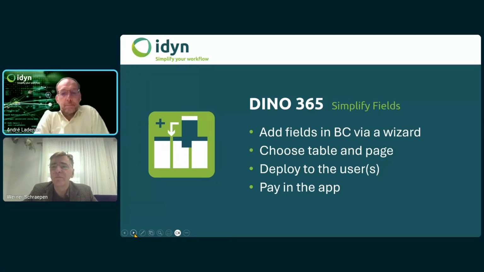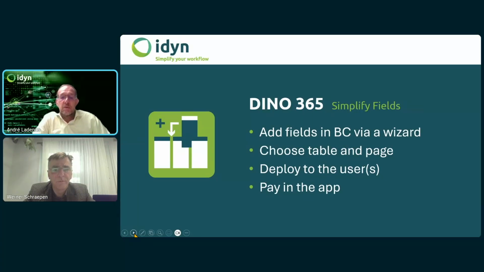Good morning, everybody. DINO 365 is a small app that we have on AppSource that you can use to simplify the creation of extensions without any interference for development, to get everything on your Business Central environment. We created a small wizard that you can use to just create your own extension, and you can publish that in your Business Central application.